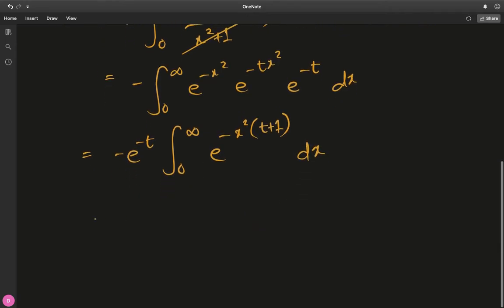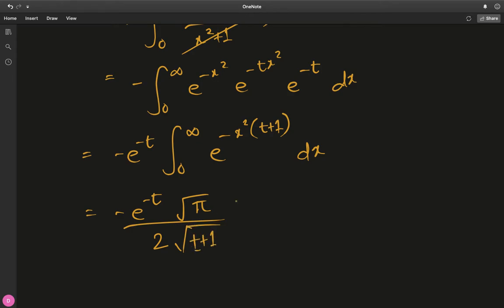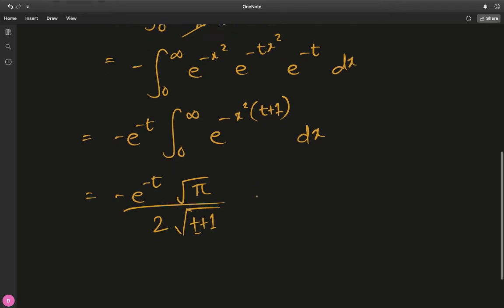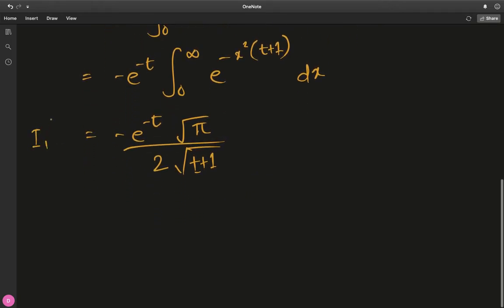And look, this is a general form of the Gaussian integral. So this is just going to be minus e raised to minus t times square root of pi over 2 times the square root of whatever quantity was multiplied with this x squared, so t plus 1 in this case. Fair enough, that's I1 prime of t. Now we actually need to get back our I1 of t and then plug in suitable upper and lower bounds to get I1 finally.